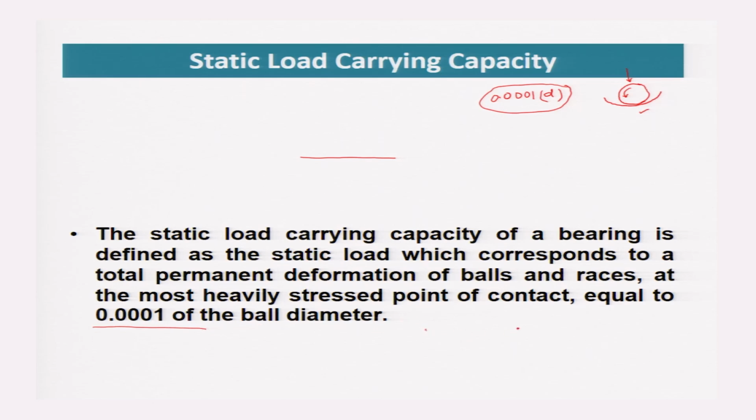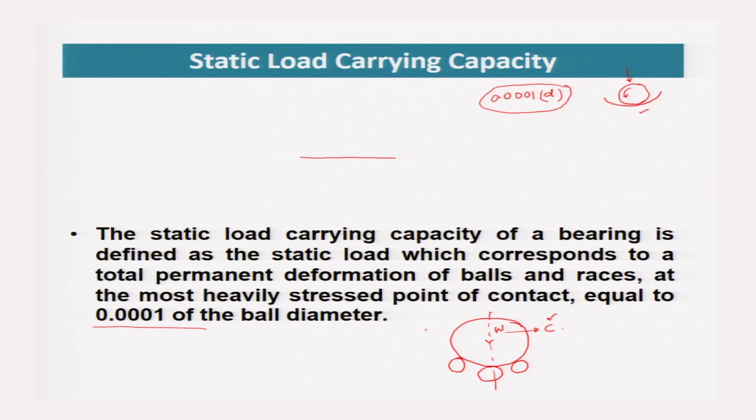So we have seen that this is the surface of the inner race, and a ball is here, and along this the radial load W is acting. So this ball will be the heavily stressed ball in comparison to the other balls or the rollers. So the static load carrying capacity of a bearing is defined as the static load. Let that static load be represented by C and some subscript which we will see.